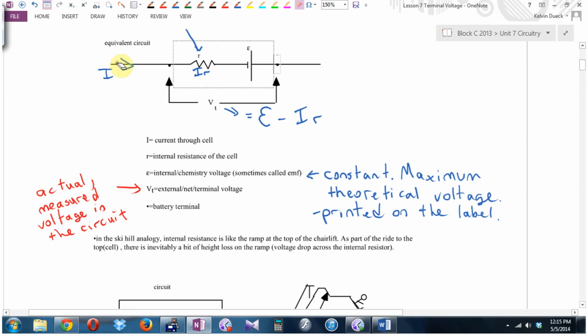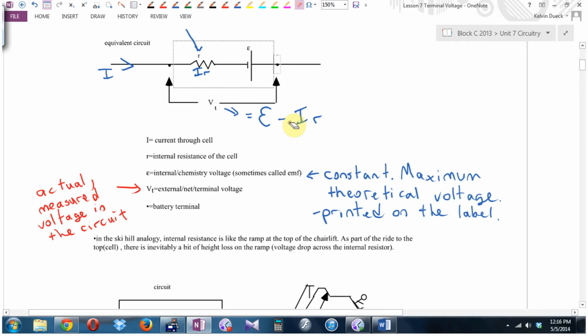If you're running a lot of current through here, you lose more going through the battery. You might only get 1.2 volts out of your 1.5 volt battery. If you're running very, very little current through here, you might only lose a half volt. You might get 1.45 volts. If you're running no current, which is if you just take a voltmeter and touch it to the ends, you're not running any current, then it will say 1.5 volts because you haven't actually activated that little internal resistor. Okay?